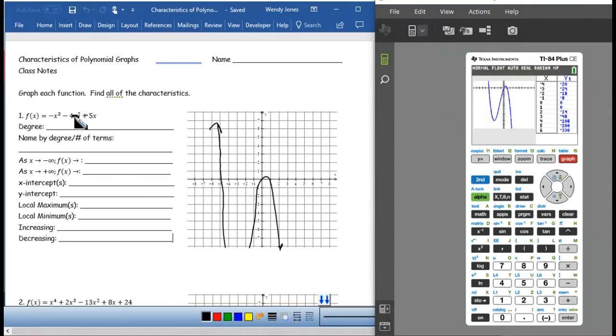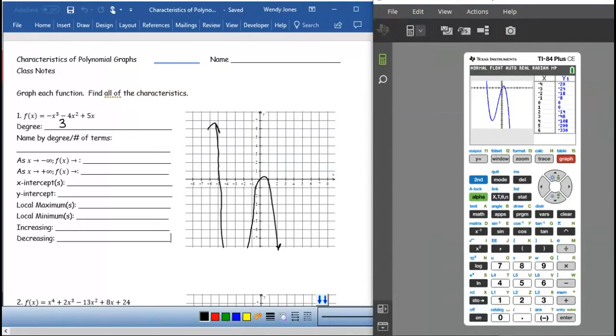The first thing we're going to do is make sure that our polynomial is in descending order, which it is. And so that means that the degree, the greatest exponent in this polynomial, is 3. Now we're going to name by degree and number of terms. If you have a degree of 3, that means that this is a cubic polynomial and it has 3 terms, which means it's a trinomial.